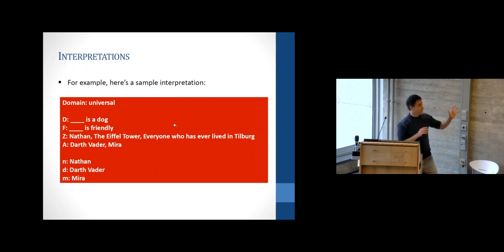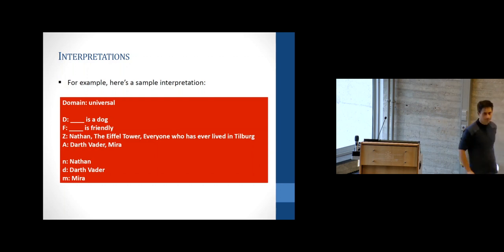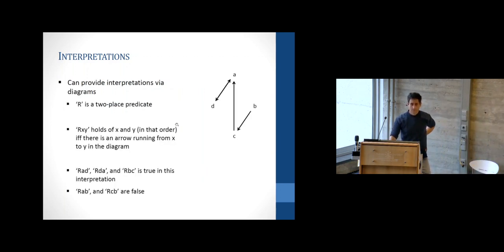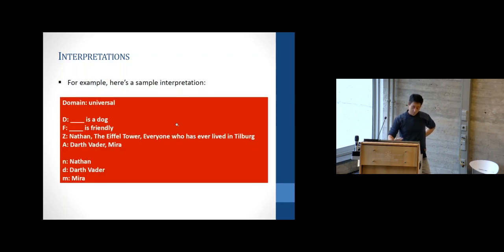So this is a full interpretation. Now, any sentence you give me with these predicates, I will be able to tell you whether it's true or false. But how would you write down the Eiffel Tower then? How would you fill it in? We will get to that.